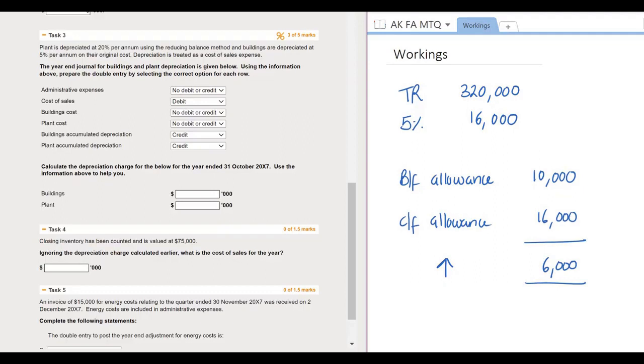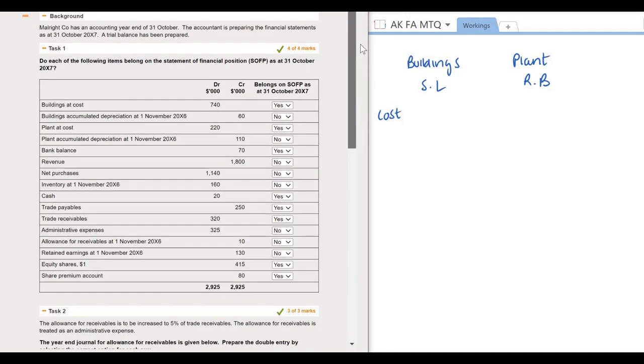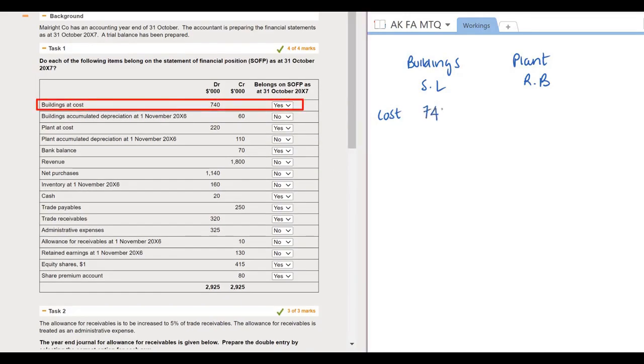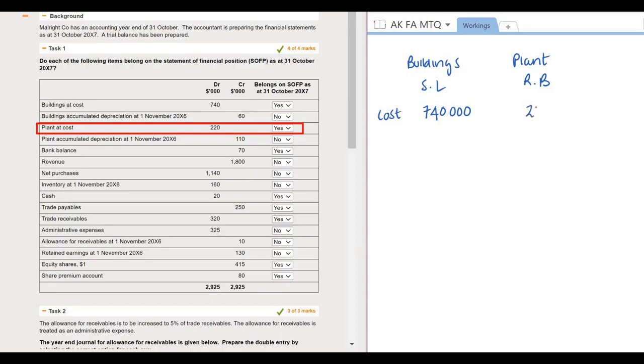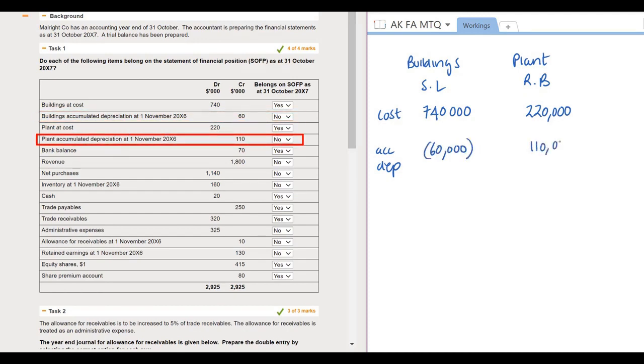So if we start with buildings and our plant, and we know that buildings are being depreciated straight line, but with plant it's reducing balance. Get down your cost number first, and we know from the trial balance, if we scroll back above, that the cost of the buildings is 740,000 and that the cost of the plant is an amount of 220,000. We've also got the accumulated depreciation, which I'll get down here. So the accumulated depreciation for buildings is 60,000 and for plant it's 110,000.